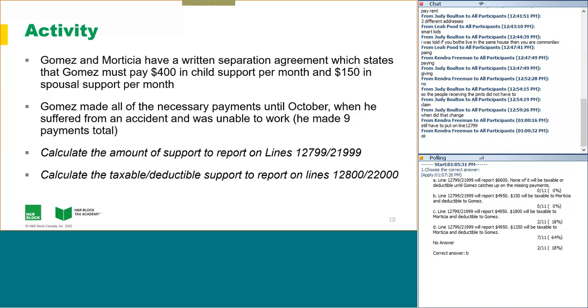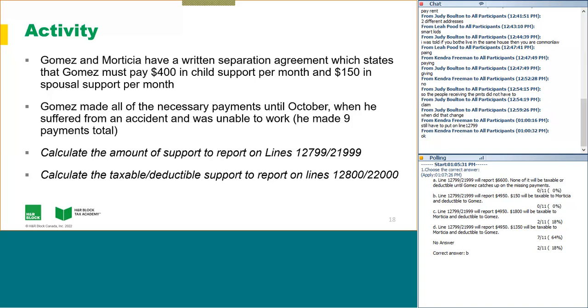Flip it around, take the reporting number, calculate the child portion that should have been paid, not what was paid, but what should have been paid. And then if there's anything left over, that will be spousal amount. Okay, so if you got it backwards, that's okay. That's why we're practicing. Then do another question.